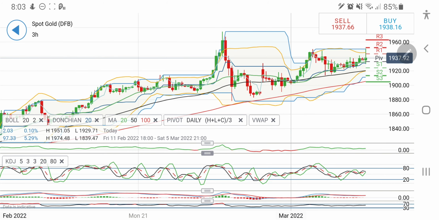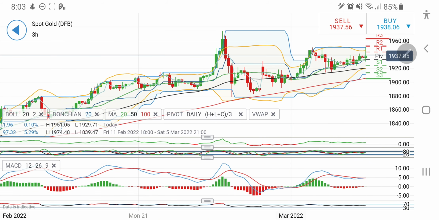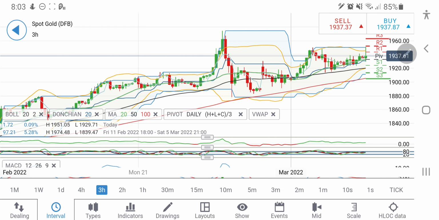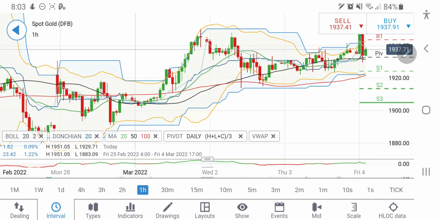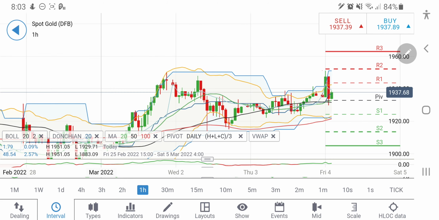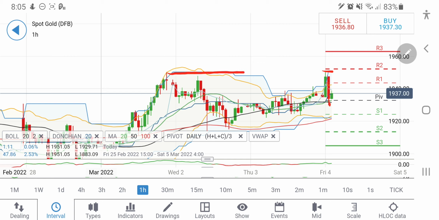And on 3-hour charts, stochastic is comfortable there, and MACD lines are also comfortable. Also on the hourly charts, I think the observation is similar, and yes, we have seen a good breakout and a good drop there. Looking at the hourly charts, one more observation is that it has clearly formed a double top here, and now it is very much trading in this zone.